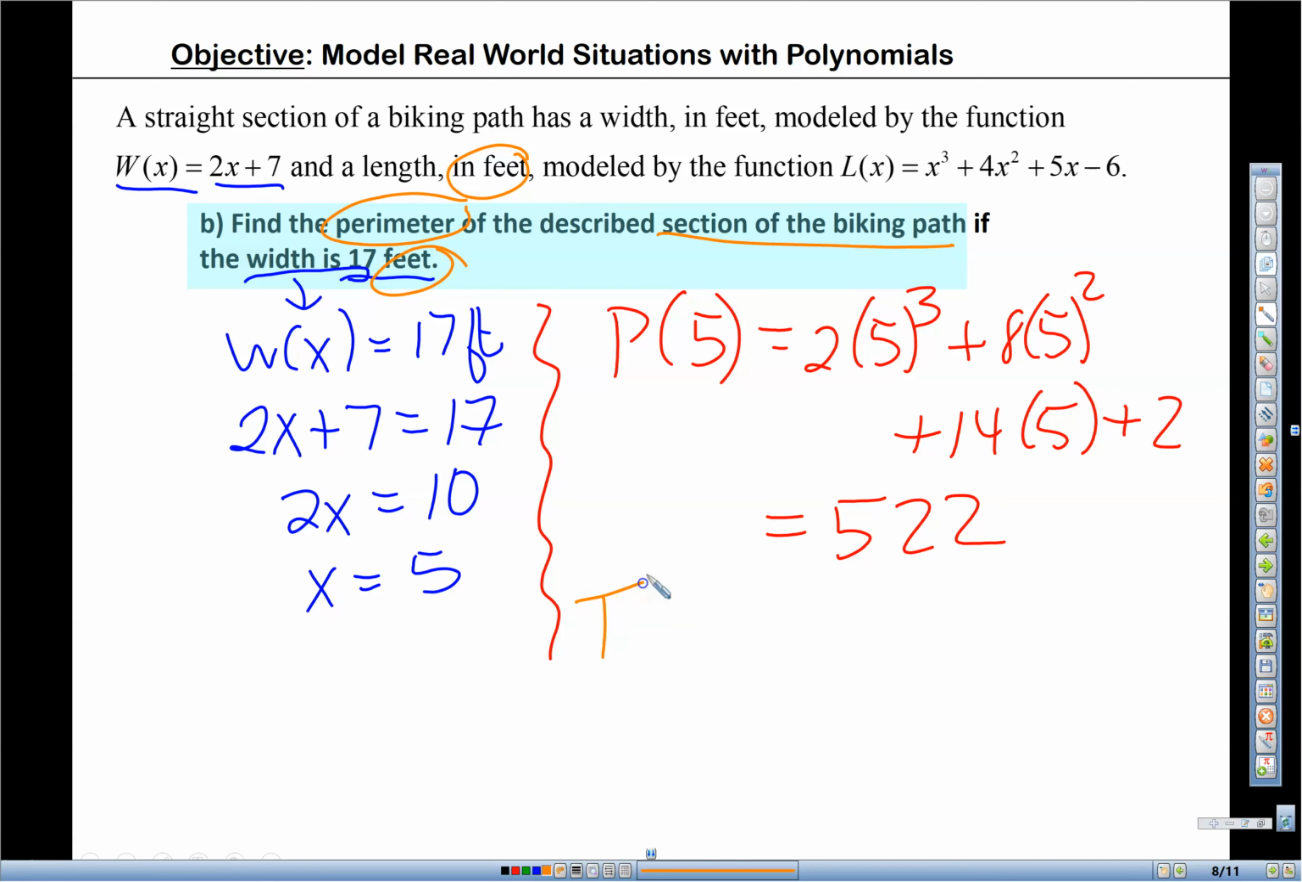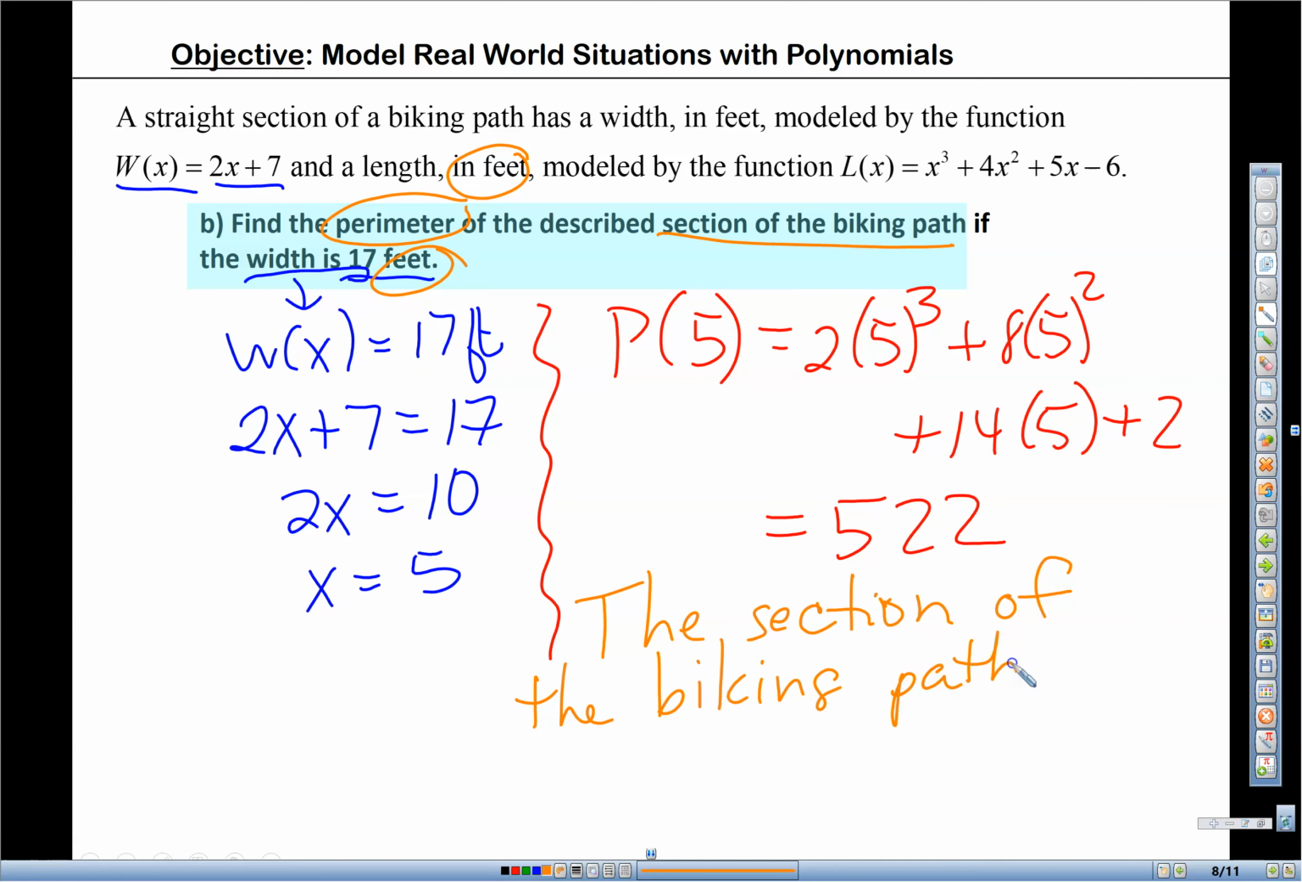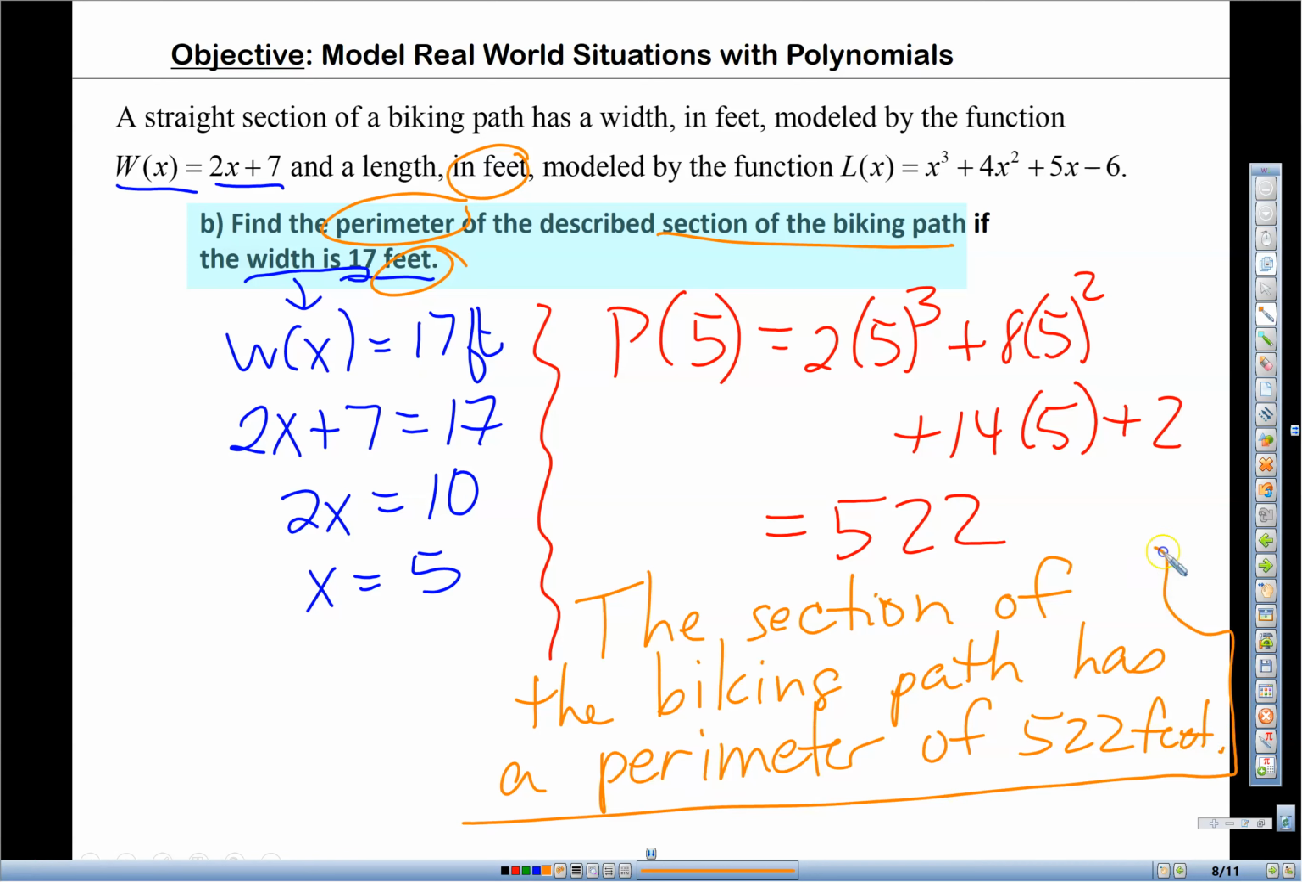So the section of the biking path has a perimeter of 522 feet. And you could abbreviate feet as long as you use the appropriate abbreviation of FT. All right, let's move on.